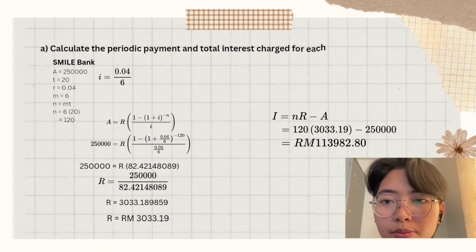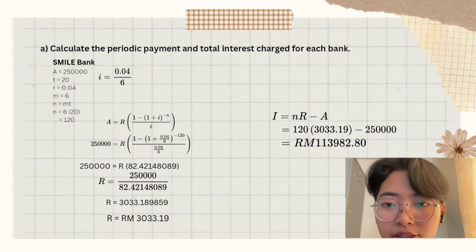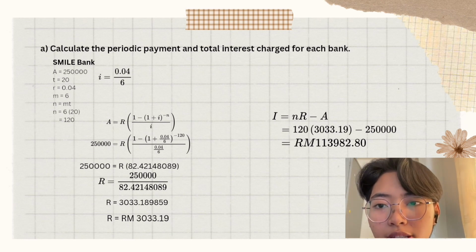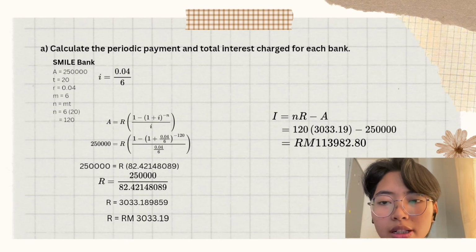We will repeat the same procedure, which is we will list out every information given in the question, which we will get A, T, R, M, and N. And then we will use the same formula, which is A equal to R open bracket 1 minus open bracket 1 plus I close bracket to the power of negative n over I close bracket. After substituting the value of A, I, and N into the formula, we will get 250,000 equal to R open bracket 1 minus open bracket 1 plus 0.04 over 6 close bracket to the power of negative 120 over 0.04 over 6 close bracket. And then we will calculate the value using calculator.